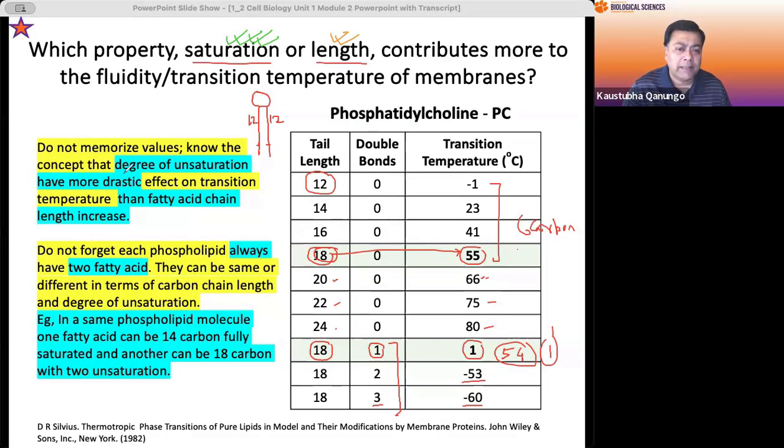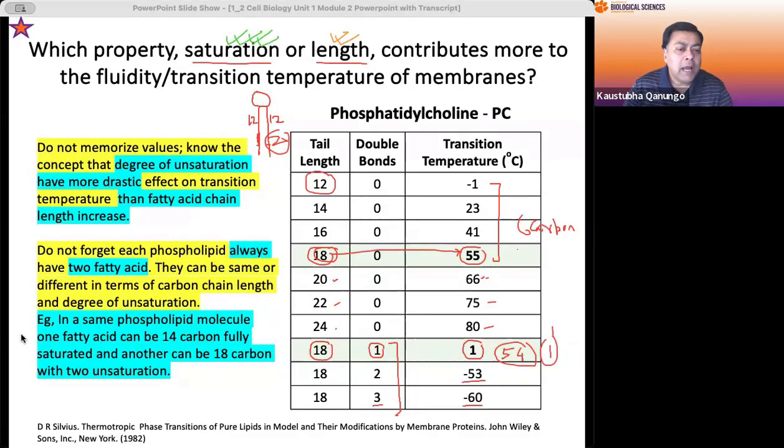So let's take a look at that. Do not memorize these values. Know the concept that degree of unsaturation has a more drastic effect on transition temperature than an increase in fatty acid chain length. Do not forget, a phospholipid always has 2 fatty acids. This is 1 and 2. They can be the same or different in terms of carbon chain length and degree of unsaturation. In the same phospholipid molecule, one fatty acid can be 14 carbon length, fully saturated. Another can be 18 carbon length with 2 unsaturations.